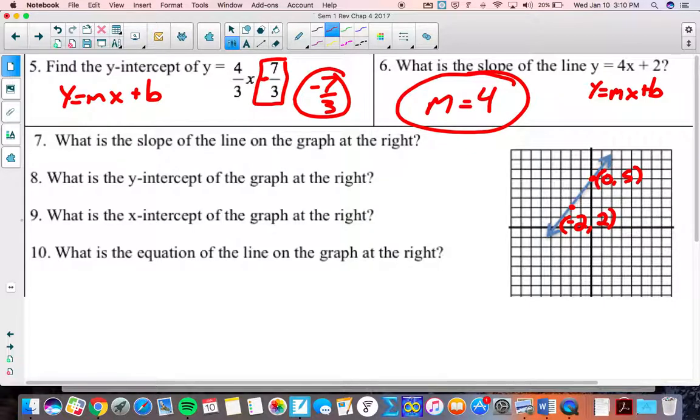Slope is also known as the rise divided by the run. That's how we find our steepness. So I make a little triangle here showing the rise and the run. The rise is the vertical component, so it's a positive 3 that I'm moving up to go from there to there. And the run is a positive 2. So rise divided by run, it's 3 divided by 2.